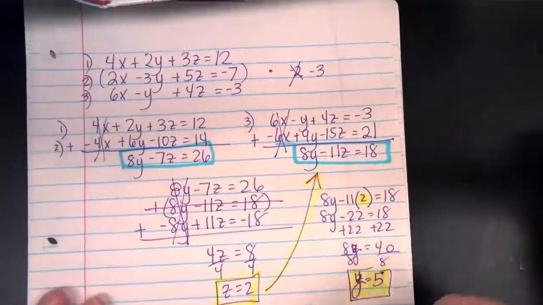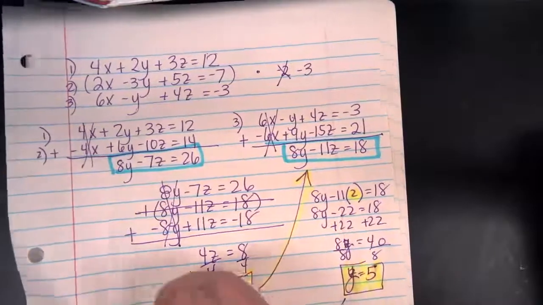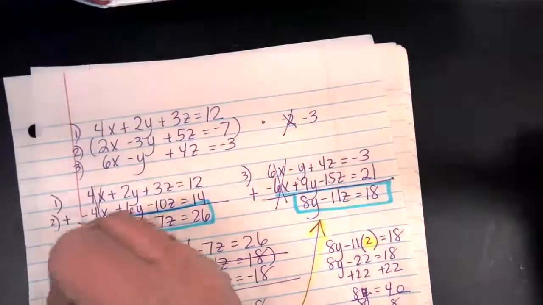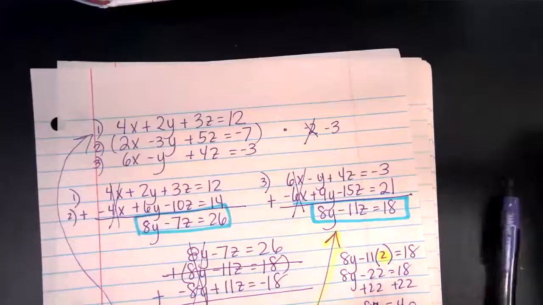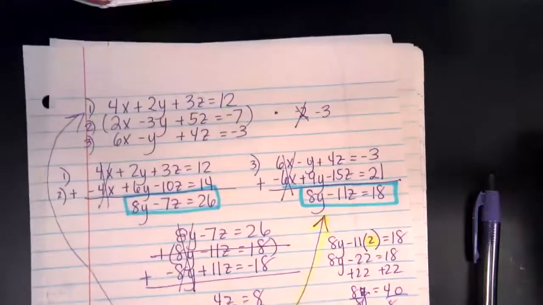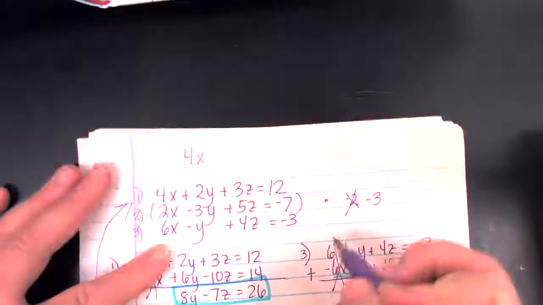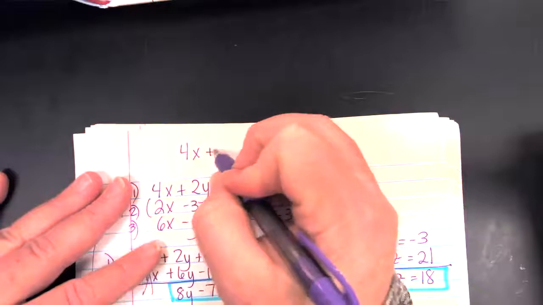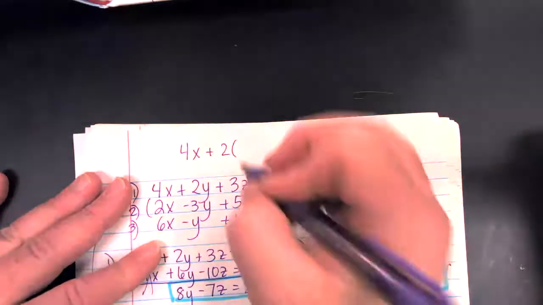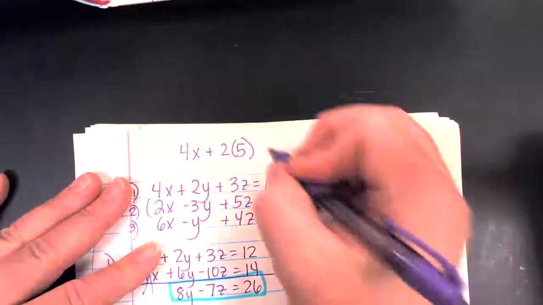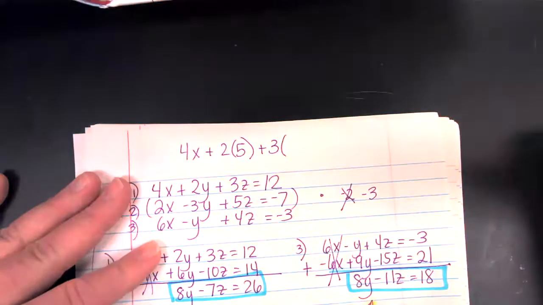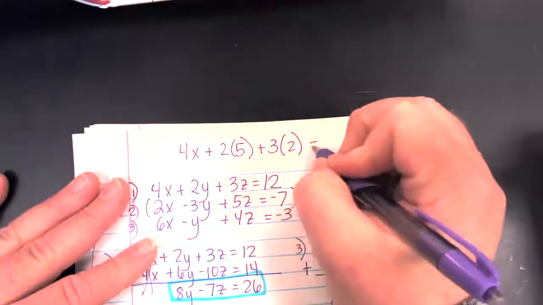Now come back, take both of these and pick one of these up top. Okay, z and y up top. So let's just take the first one, okay? 4x plus 2 times, what's y? 5. Plus 3 times z, who's z? 2 equals 12.